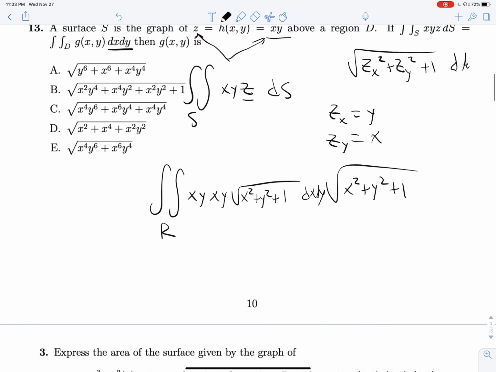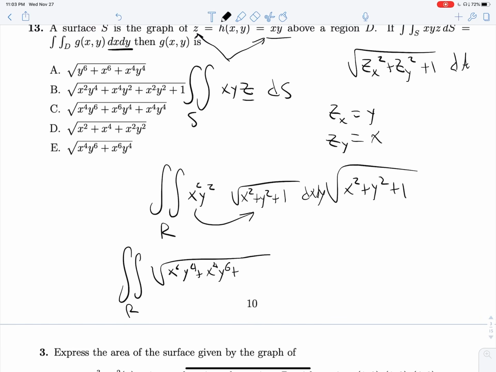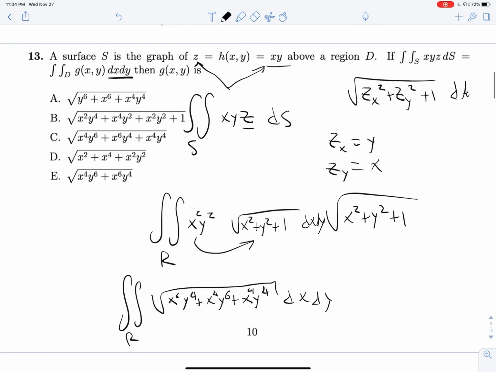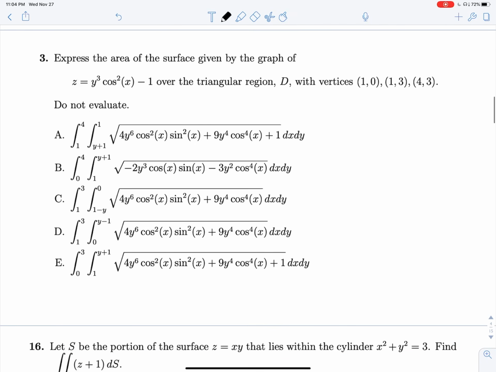And we see that if we take x squared y squared and stick it in here, we will get the double integral over R of the square root of x to the 6th y to the 4th plus x to the 4th y to the 6th plus x to the 4th y to the 4th dx dy. And that right here is our answer, because they're looking for this function g of x and y, all of it, everything that's going to be sitting inside there. So that's answer choice C.